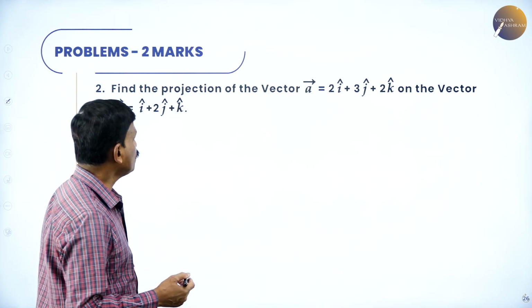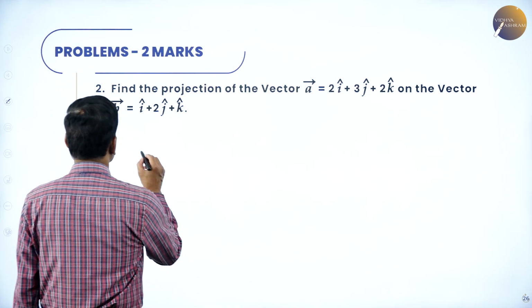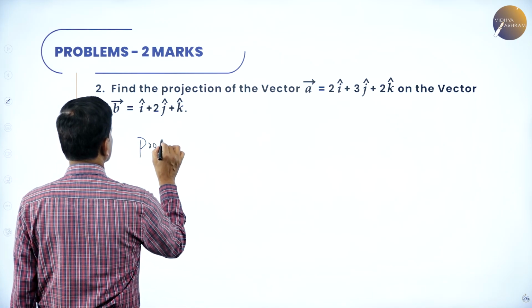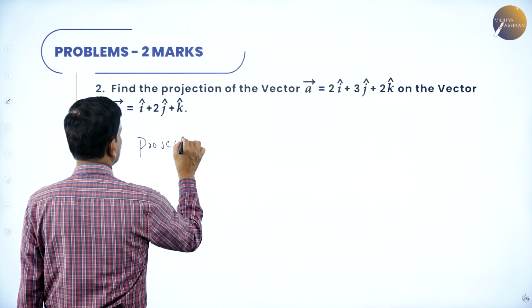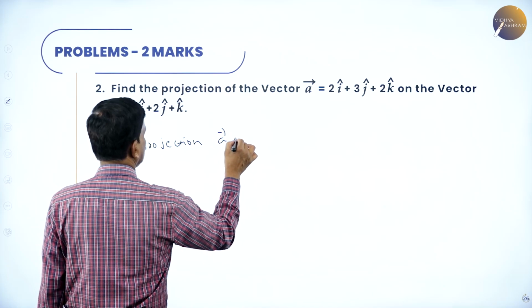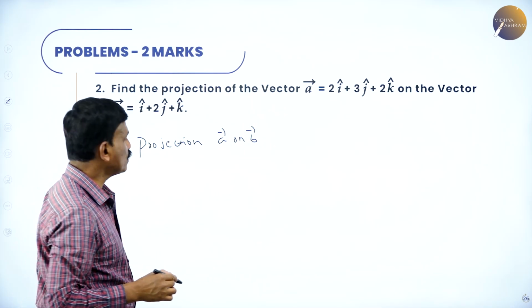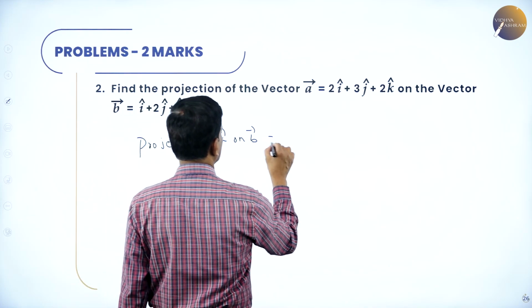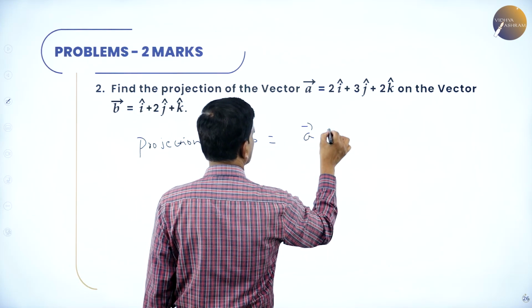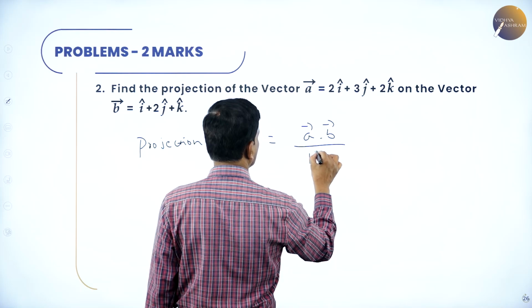Next, find the projection of vector A on vector B. So, find the projection of the vector A on B. The projection of vector A on B is equal to, what is the formula? Vector A dot B divided by length of vector B.